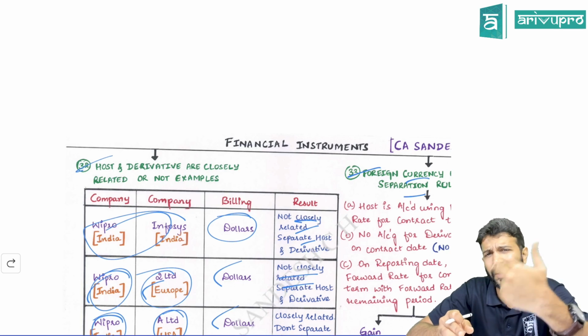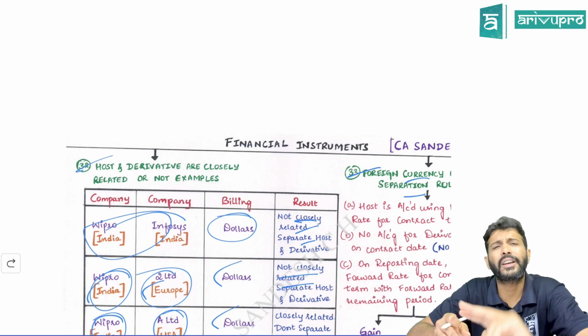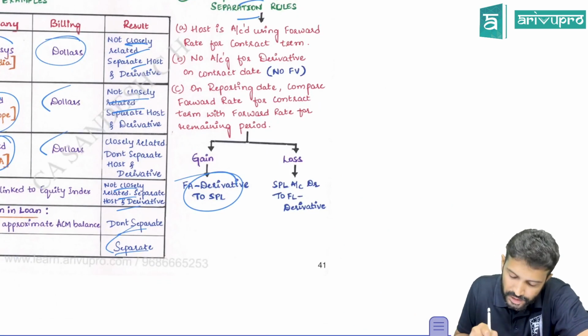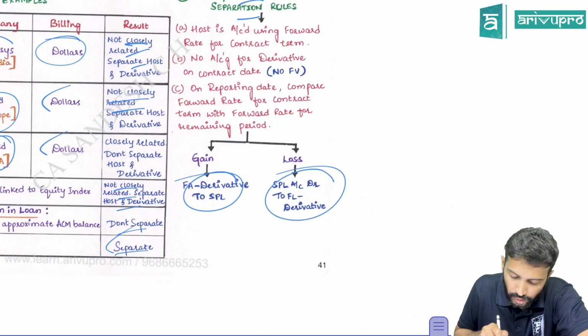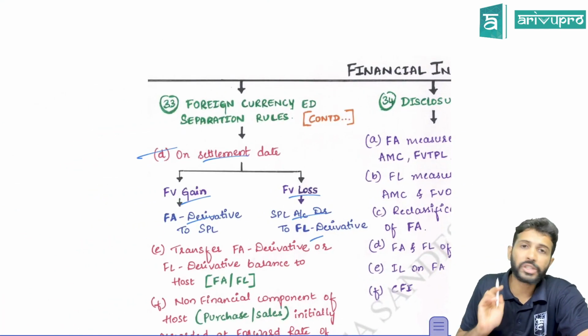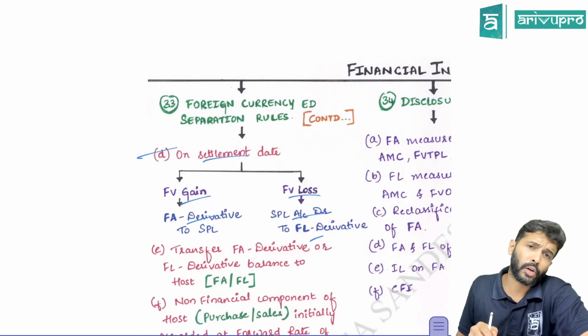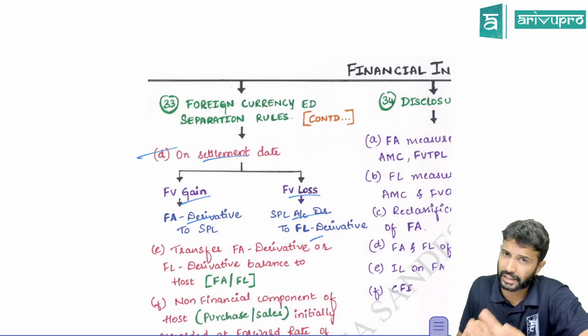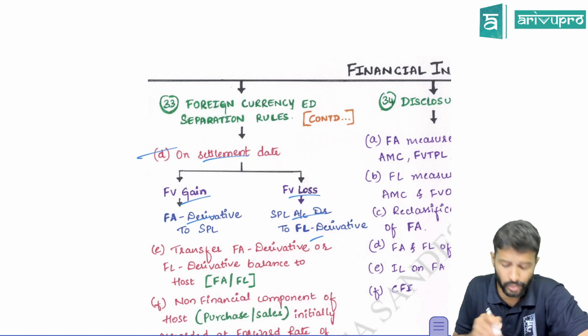Subsequently, on each reporting date till the settlement, we find out the derivative's fair value. If there is a fair value gain, book it as a derivative financial asset. If there is a loss, book it as a derivative financial liability. The same goes for each reporting period till your settlement period. And these are notional accounting entries. You have not actually entered into any derivative contract. That means on the settlement date, there will not be any gross or net settlement for your derivative. The only way to close this derivative is to transfer it to the host.